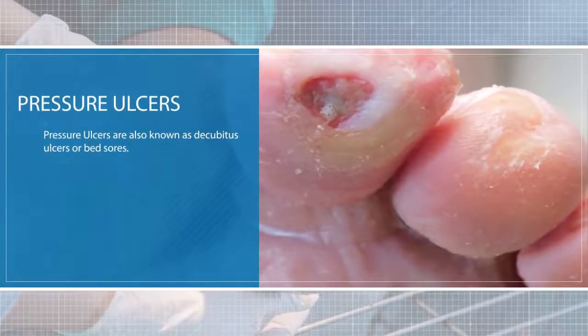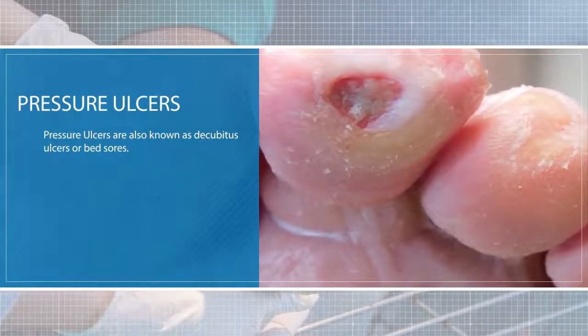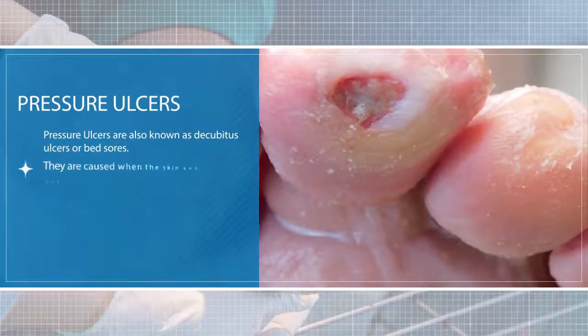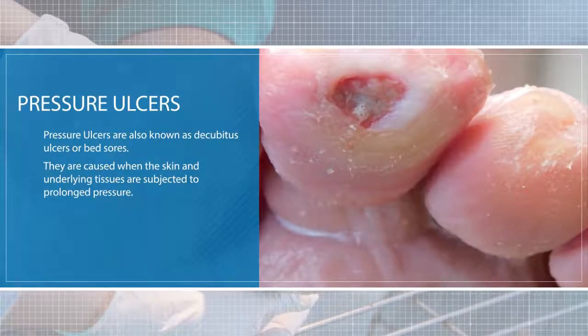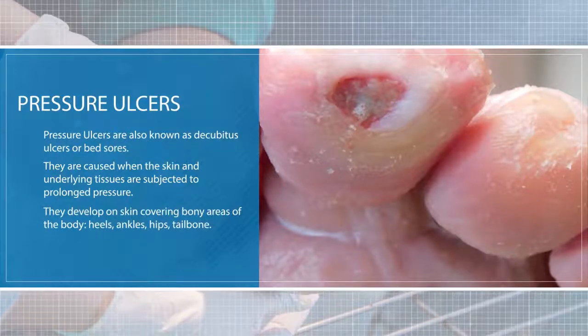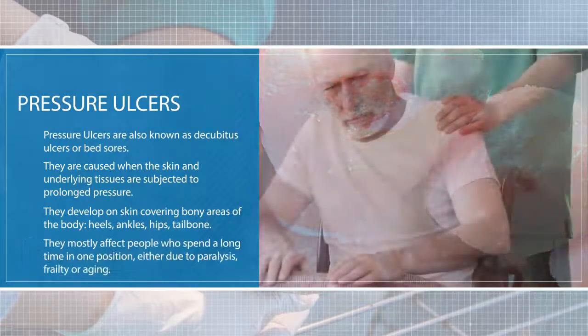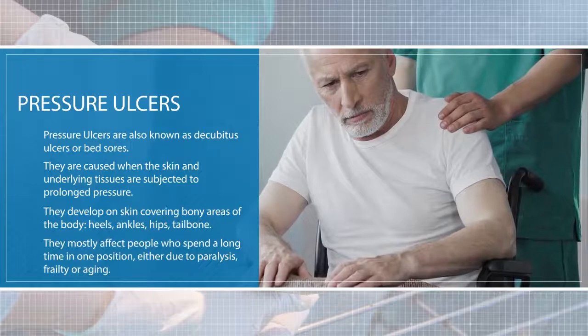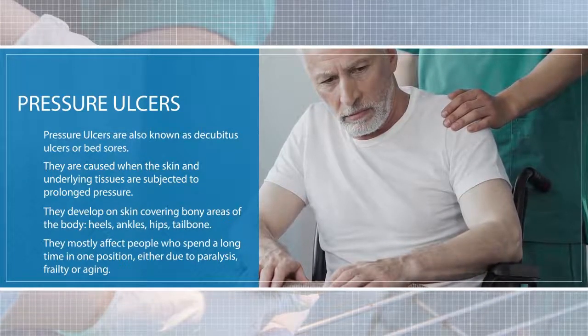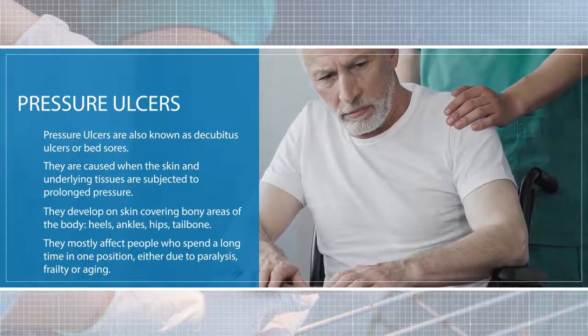Pressure ulcers are also known as decubitus ulcers, or more commonly, bed sores. They are caused when the skin and underlying tissues are subjected to prolonged pressure. Pressure ulcers most often develop on skin that covers bony areas of the body, such as the heels, ankles, hips, and tailbone. Bed sores can affect anyone, but mostly, it affects people who spend a long time in one position. It could be due to paralysis, frailty, or aging.